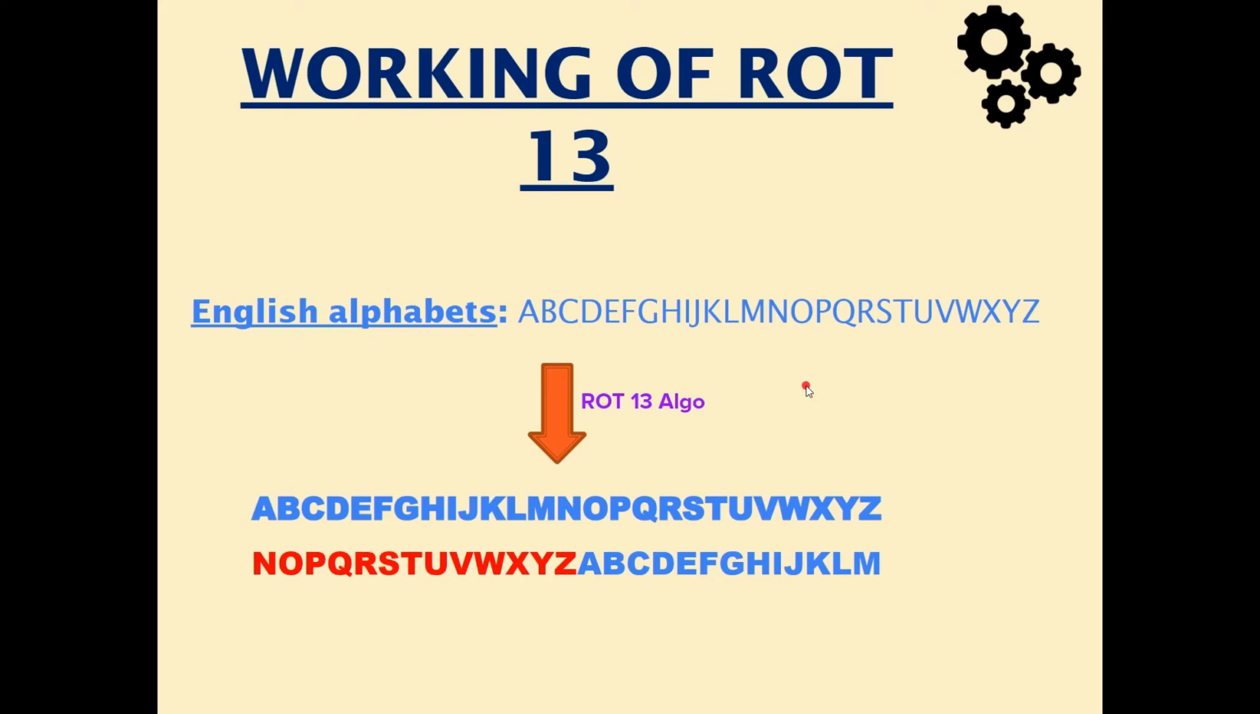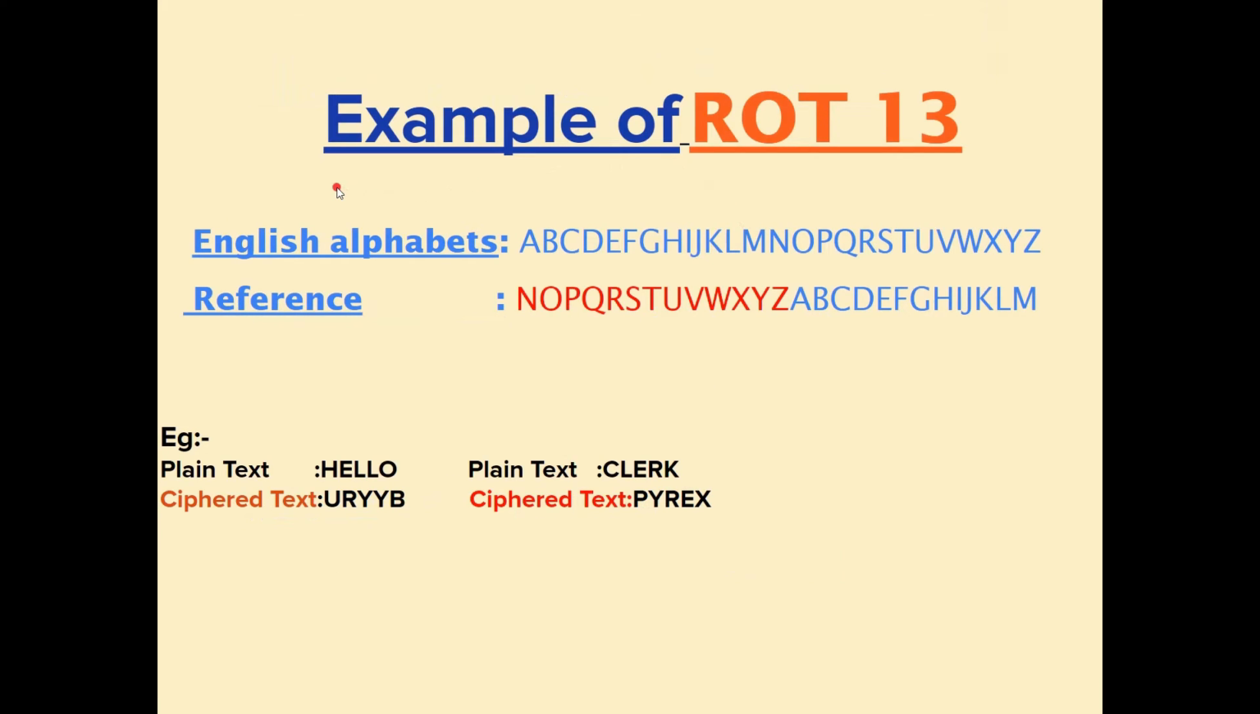Now let us take up some more examples about how this ROT13 algorithm works. I have given here the correct format of the English alphabets, and I have also given the reference that we will be using to cipher or encrypt the text. So I have created a lookup table here, which we will be referring to time and again. Let us take up the examples.